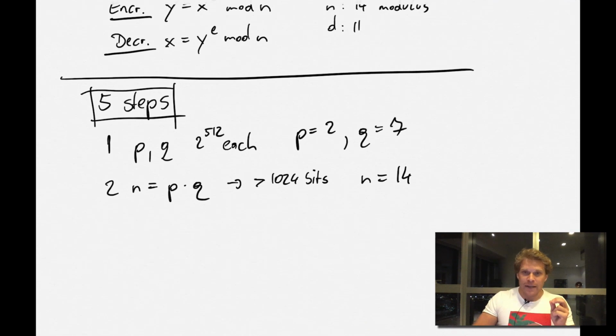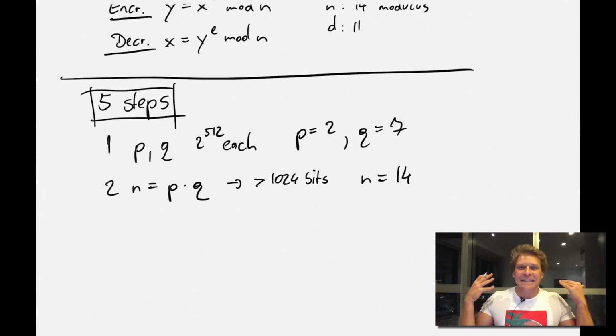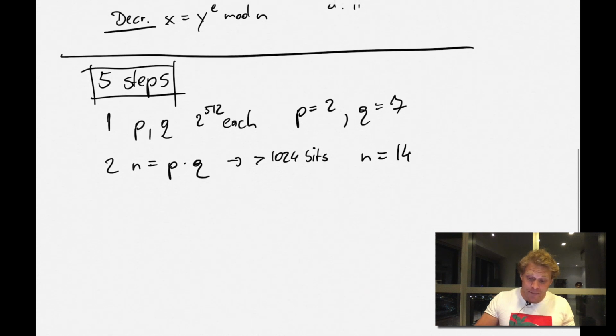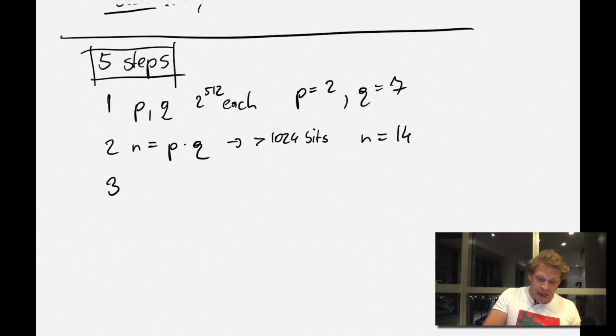Now I can tell you already, it's very important that P and Q stay private. So P and Q are not allowed to be shared, and they have to be that large so they cannot be guessed. Because if you know P and Q, and you will understand why, you're going to be able to crack a set up RSA system. So that's very, very important. Now here comes the next step that we need to do. And we need to calculate Euler's phi.